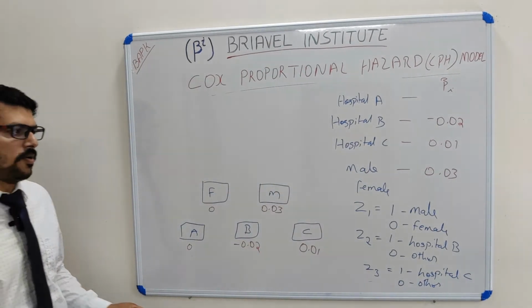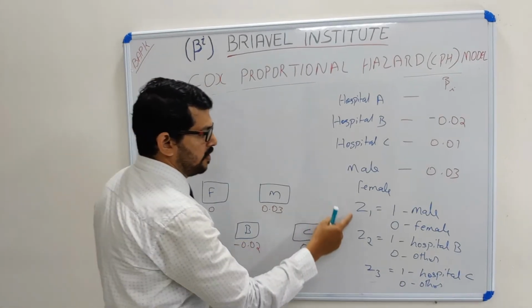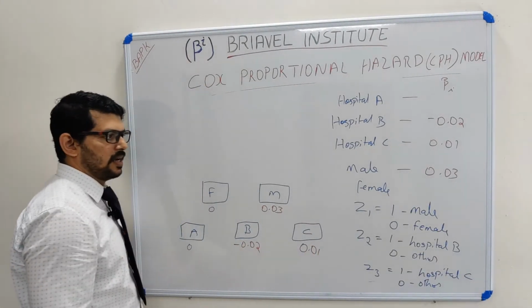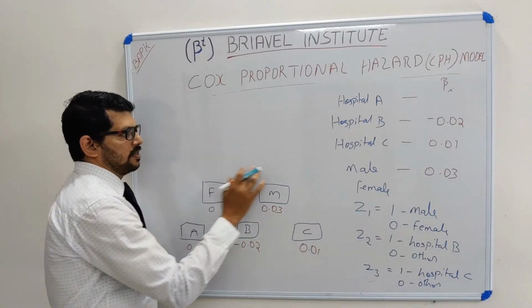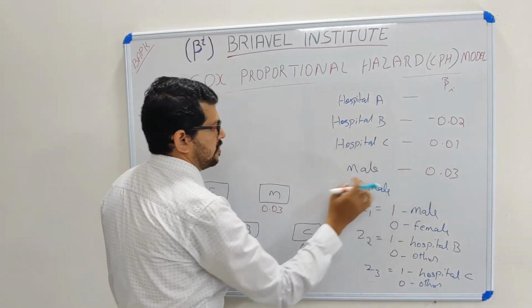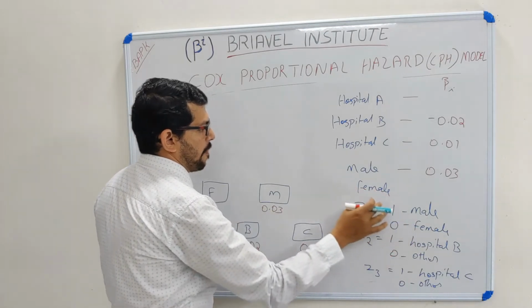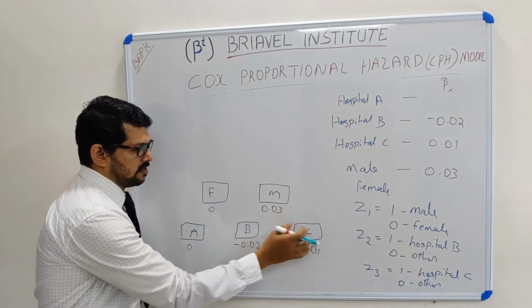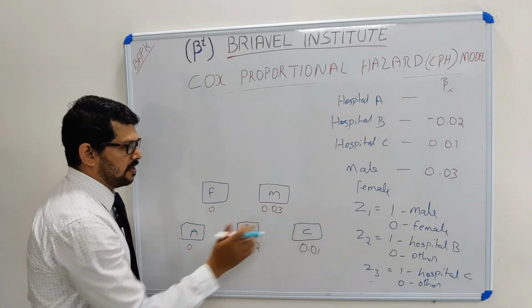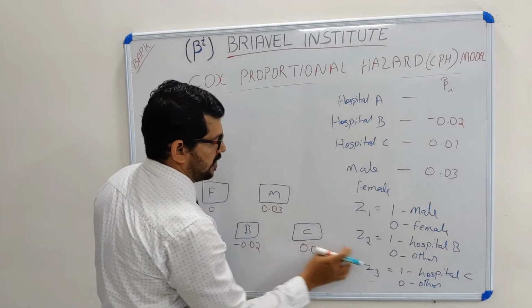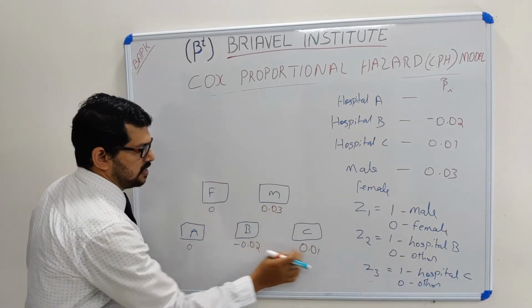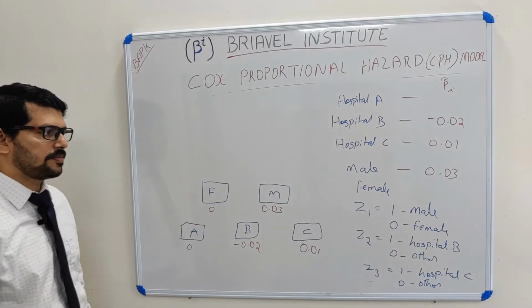So I selected covariates Z1, Z2, Z3. How I selected covariates? I divided male and female. Male is given as 0.03, so I gave female as 0. And there are 3 categories of hospital: A, B, C. So hospital B is equal to 1 and hospital C is equal to 1, because there is a given regression value.